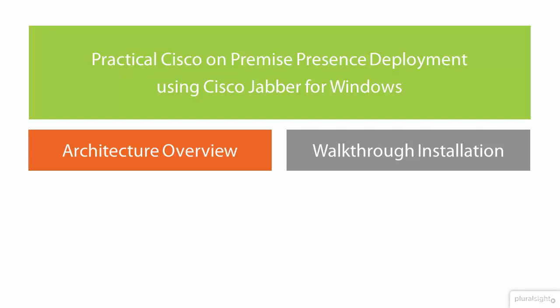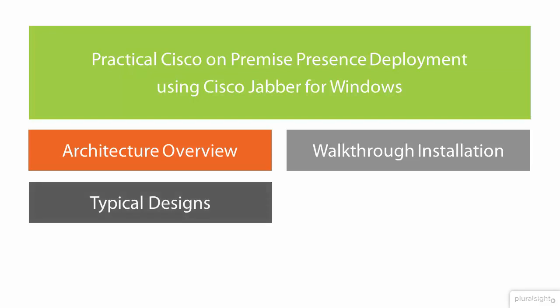Ultimately, through this course, we're going to perform a walkthrough installation and configuration of on-premise presence with Jabber for Windows so that you can understand how to set up the things that are important and skip over the things that are not. We're going to assume and discuss typical design strategies. So rather than giving you a list of 20 or 30 different options, we're going to talk about the ones that are most used and go with a more traditional deployment approach.